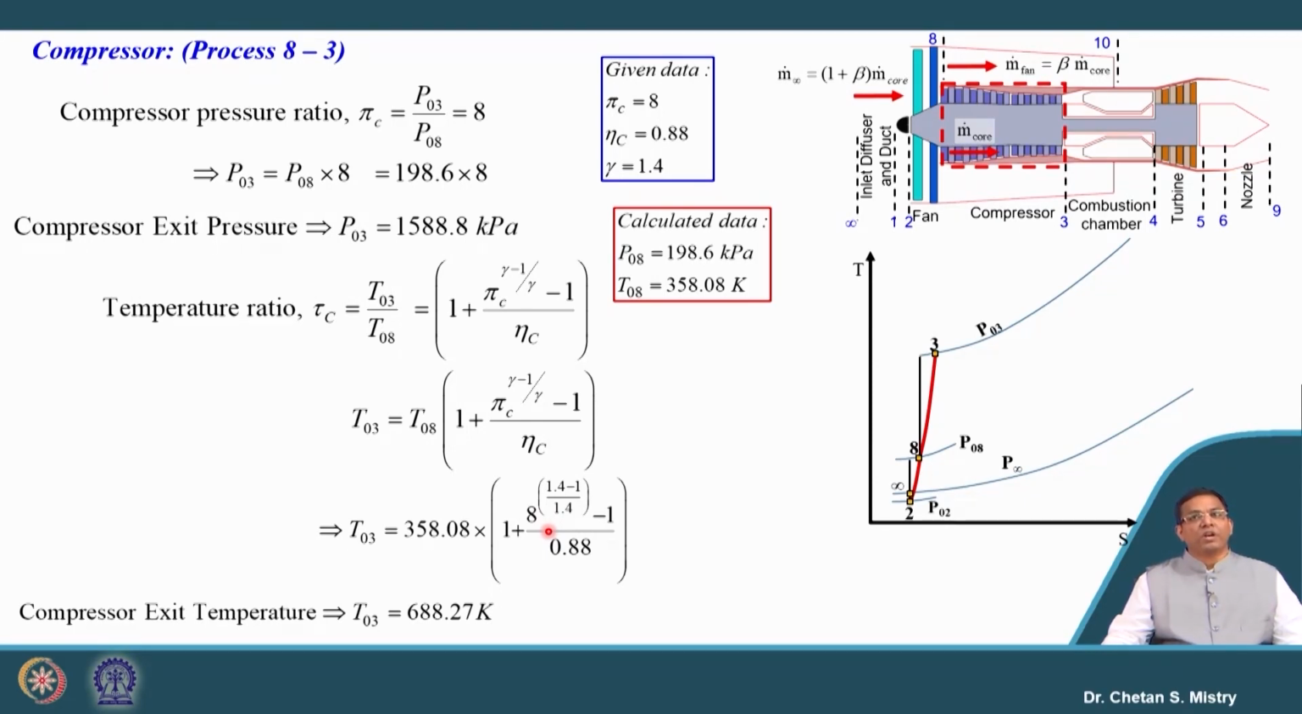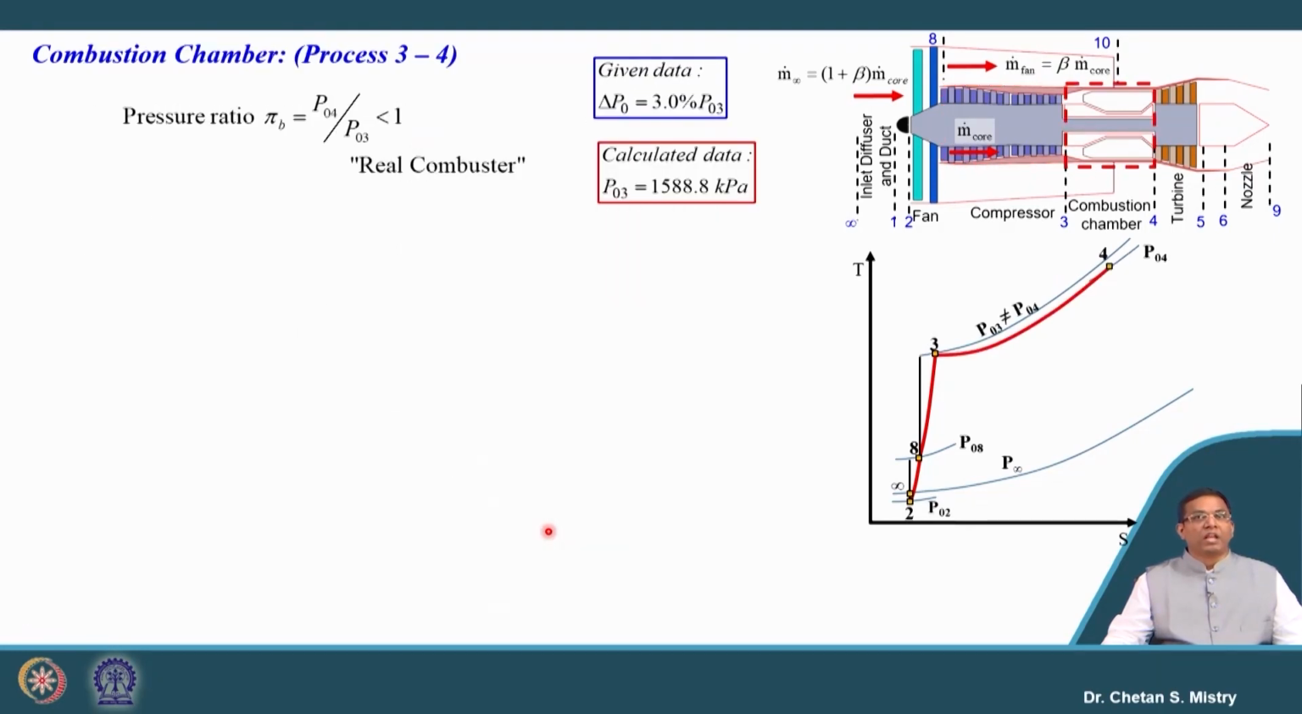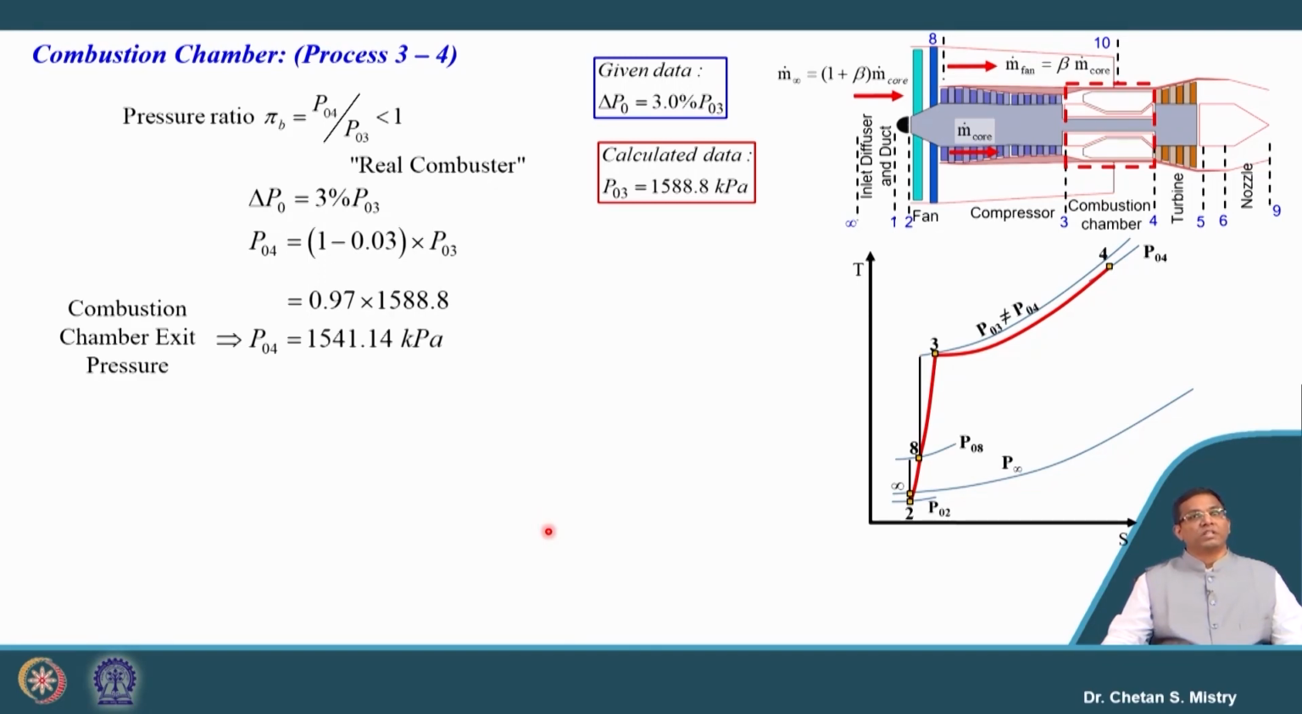Now, the very next component we have is the combustion chamber, and in the actual case combustion does not take place at constant pressure. So, there is a variation, or a loss of pressure. It says there is a 3% total pressure loss in the combustion chamber. So, let us put this number. My P04 is 0.97 times the entry pressure of the combustion chamber. Here this comes to 1541.14 kilopascal.